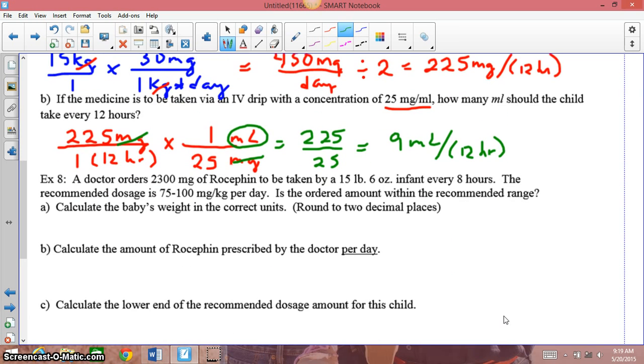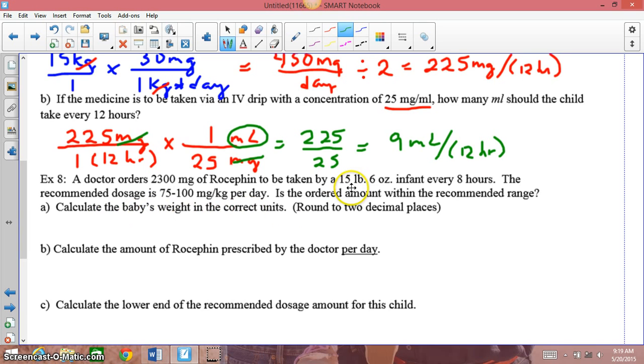It says that a doctor orders 2,300 milligrams of Rocephin to be taken by a child that weighs 15 pounds 6 ounces every 8 hours. The recommended dosage, though, is 75 to 100 milligrams per kilogram per day. And we want to know, well, is the amount that's ordered by the doctor for this child within the recommended range?